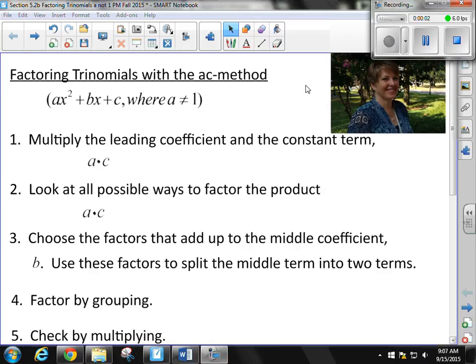Hi, this is Lisa. In this video, I'm going to talk about factoring trinomials with the AC method. This method is important when you do not have just x squared or a leading coefficient of 1.